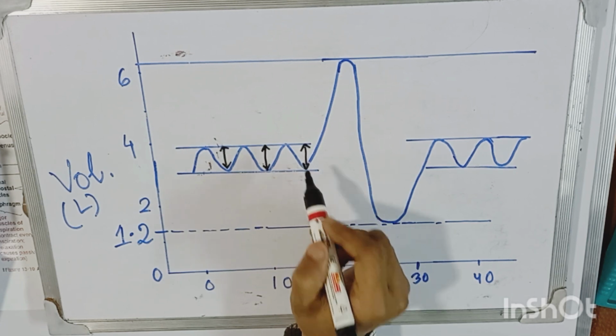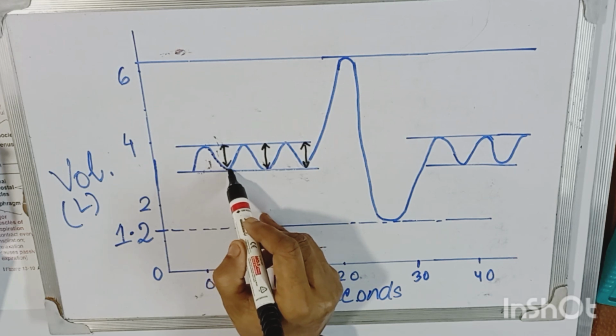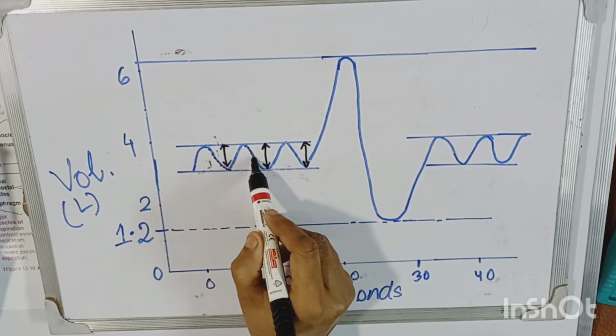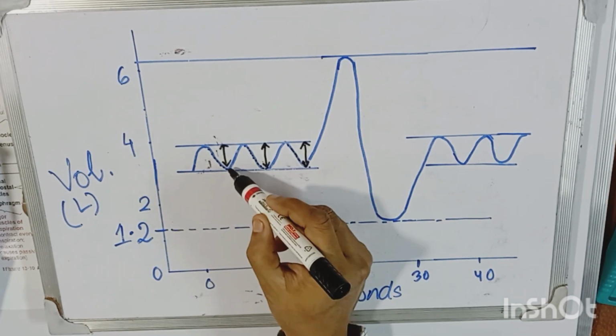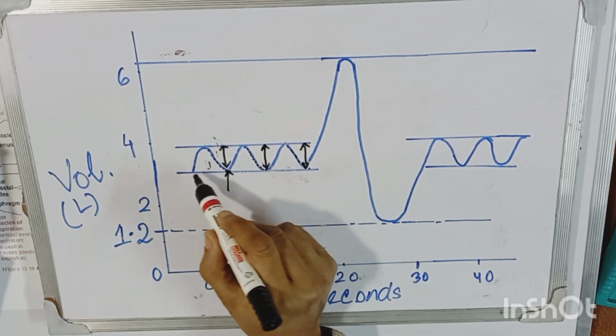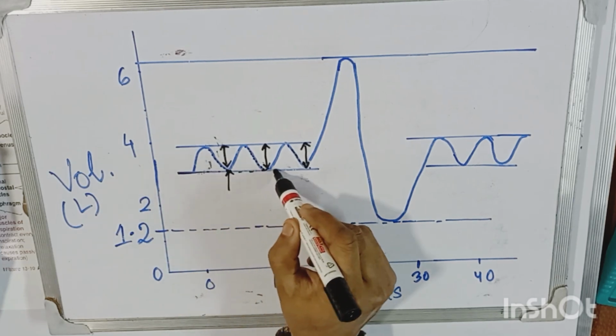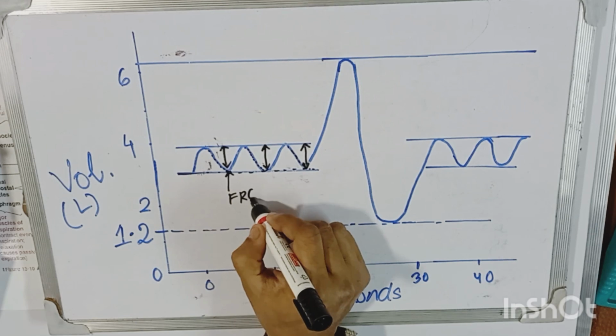When the lung shrinks, you put out this air, and the volume goes down, but the volume goes down only up to here. This is a resting lung volume. This level of resting lung volume is called the functional residual capacity.